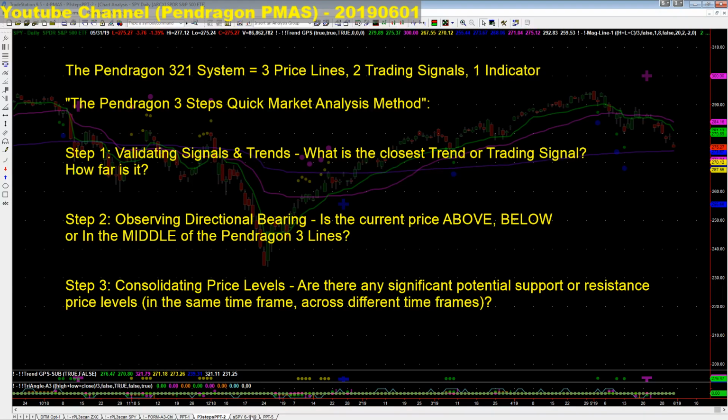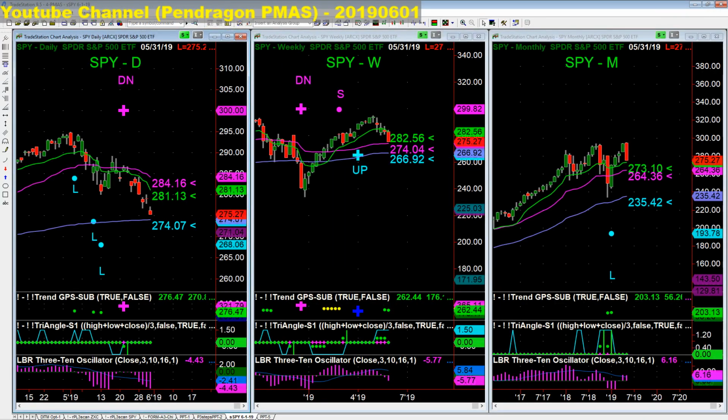Alright, so first up, we are looking at the SPY. This is the S&P 500 ETF. So step 1, we will be looking for trends and trading signals. If you see a DN, that stands for downtrend. You see this cyan or pink cross. You see this UP, that stands for uptrend. S stands for short, L stands for long. So first up, we're going to look for these and see how close they are to the current trading price.